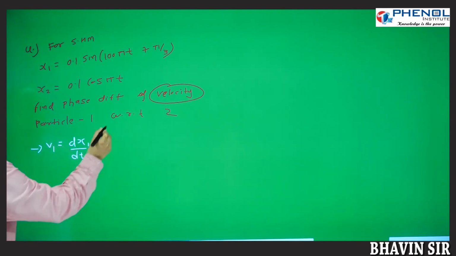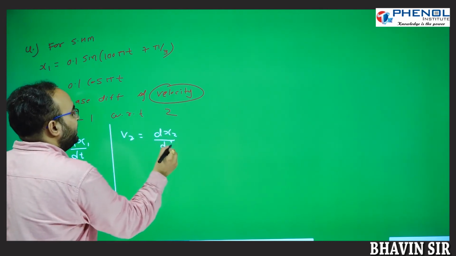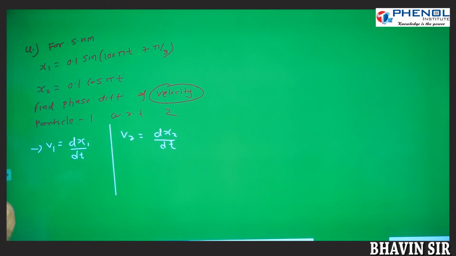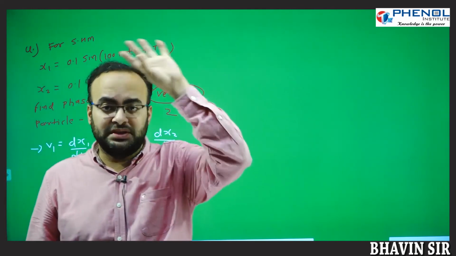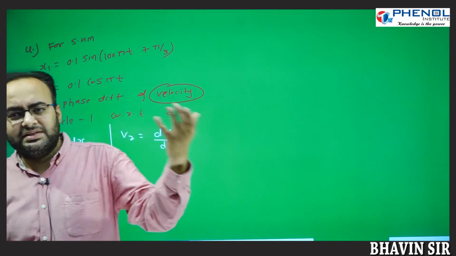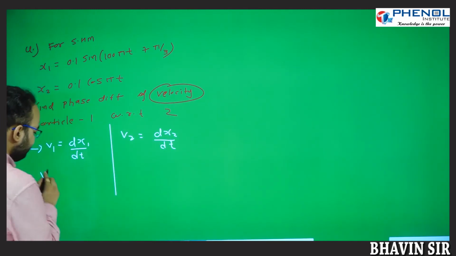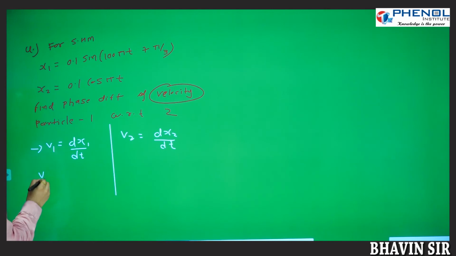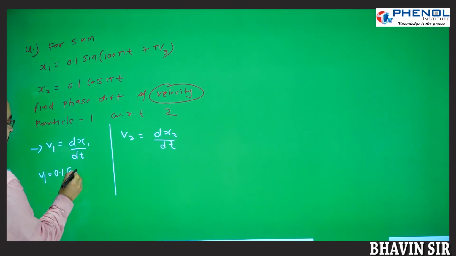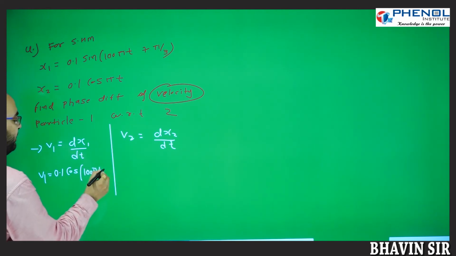dx1 by dt is for the first particle, and dx2 by dt for the second, because we want to find the phase difference of velocity. So first find velocity, right? Velocity means dx by dt. So what is the differentiation? See, what is x1? 0.1. What is the differentiation of sine? Cos.